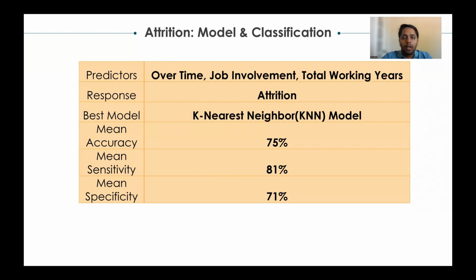Now let's take a look at the model and classification for attrition. We took the top 3 factors, overtime, job involvement, and total working years, to predict the value of attrition. We used the oversampling technique, and we used the models KNN and naive Bayes and found that KNN is a better model with a mean accuracy of 75%, mean sensitivity of 81%, and mean specificity of 71%.